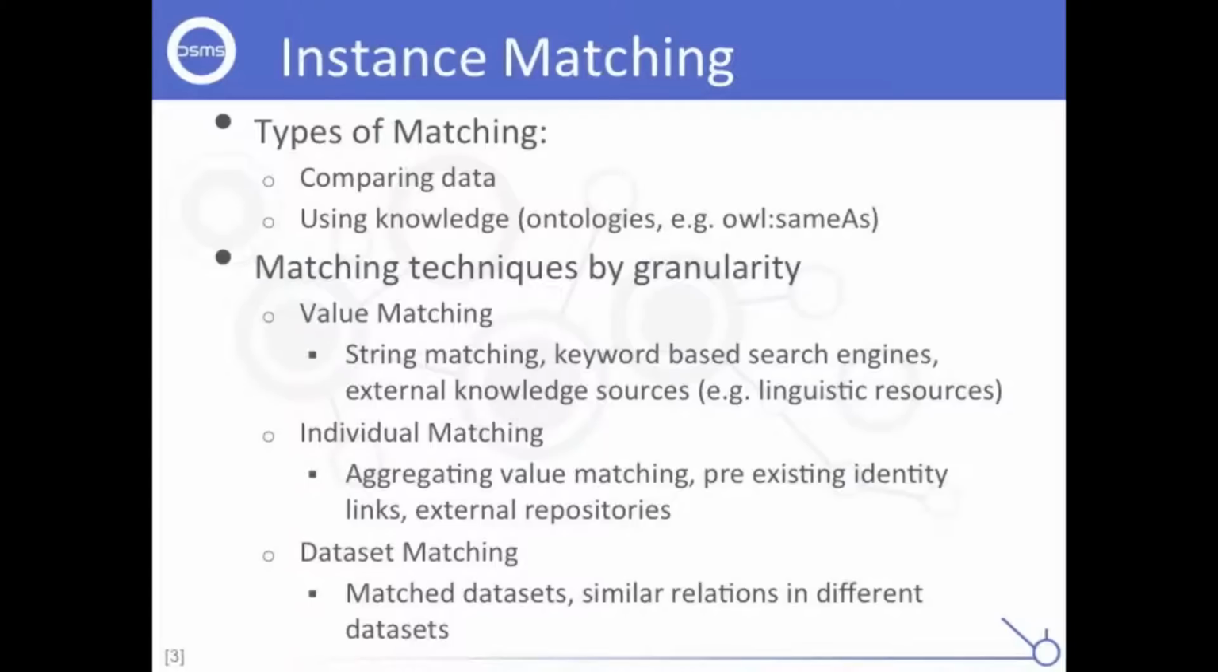Then, the other granularity level is individual matching, which basically matches two entities. For this, we aggregate the values resulting from value matching. We can use pre-existing identity links, already formed links, or use external repositories. Finally, the granularity level of dataset matching. This basically uses already matched datasets or uses two different datasets comparing similar relations to entities between them in different datasets.